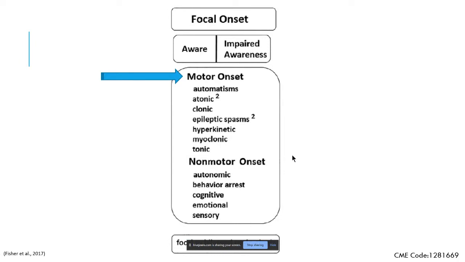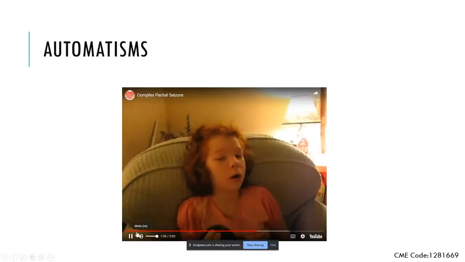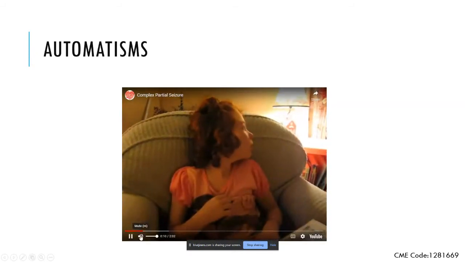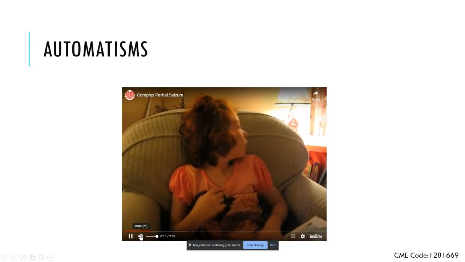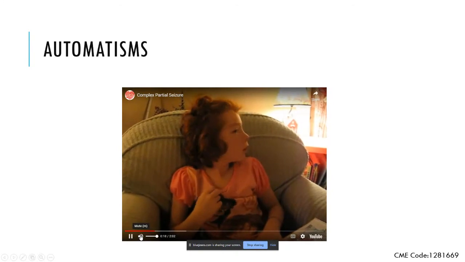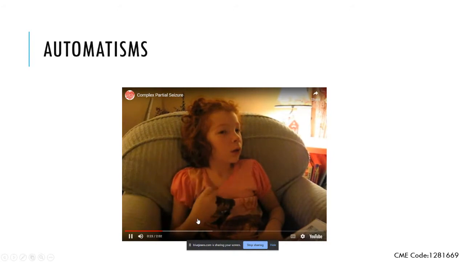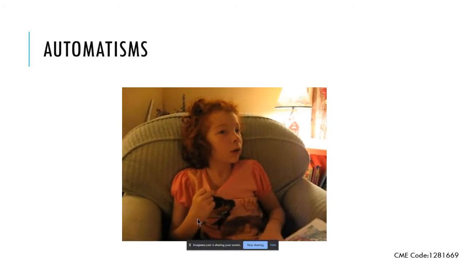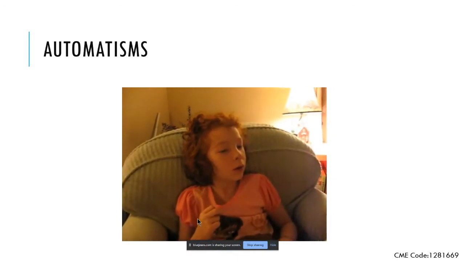After awareness, the second major descriptive modifier is motor versus non-motor. So let's talk a little bit more about motor onset. Got a video here. Let's make sure it works. So as you can see, she is kind of fumbling with her hand here, pulling at her shirt. And automatisms are defined as repetitive, non-rhythmic movements that most often involve the hands or orobuccal region.